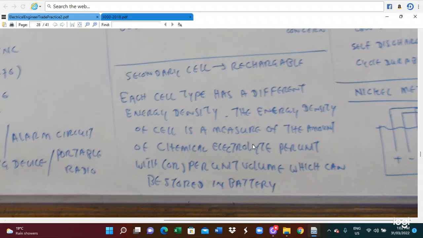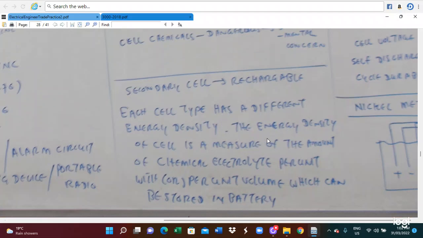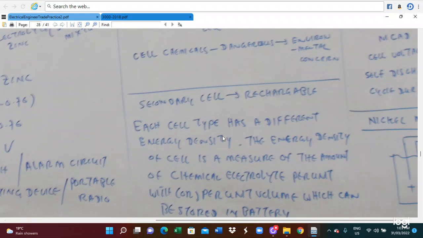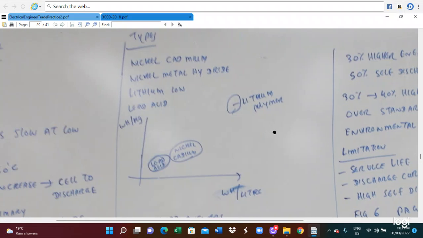The secondary cells are the rechargeable cells. In a battery, each cell has a different energy density. The energy density of the cell is a measure of the amount of chemical electrolyte per unit volume which can be stored in the battery. So this is the way the electric cells are utilized.